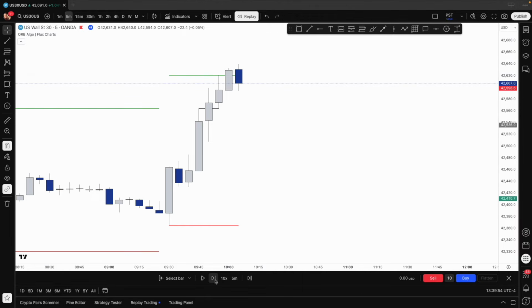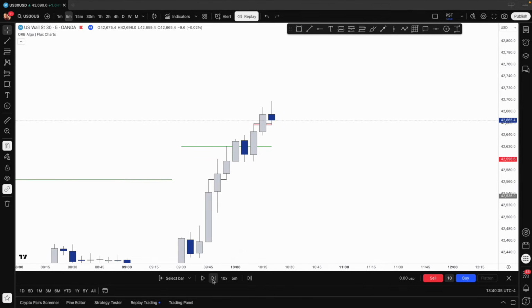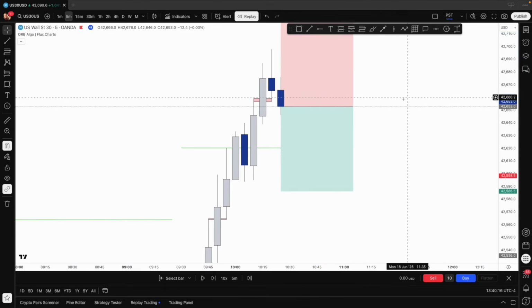Let's see if we get something else. There's a better one, and it's outside of the range. There's our small fair value gap. So if we get a closure below it, we can enter the trade immediately. And as you can see, we have a closure right there. We're going to enter our trade.